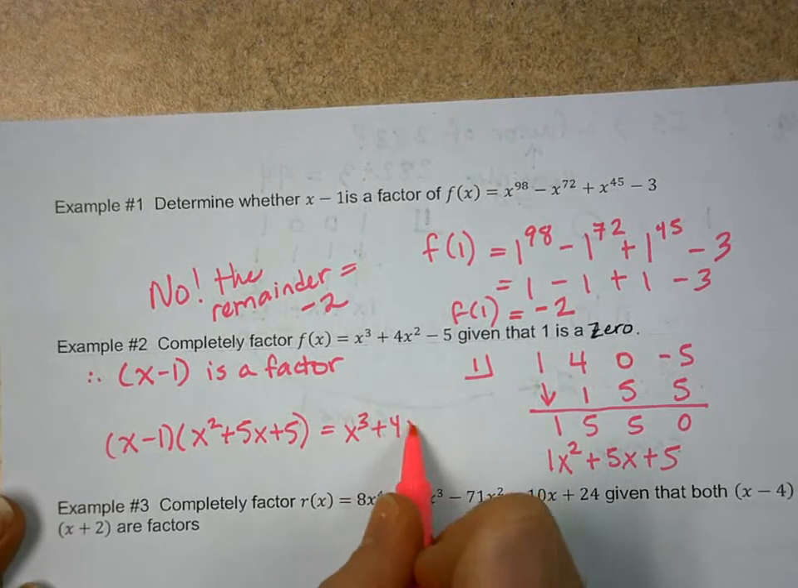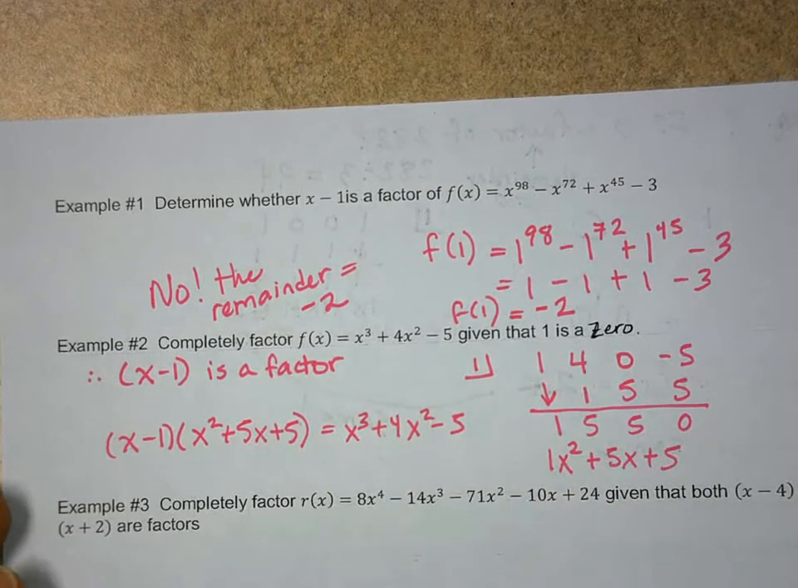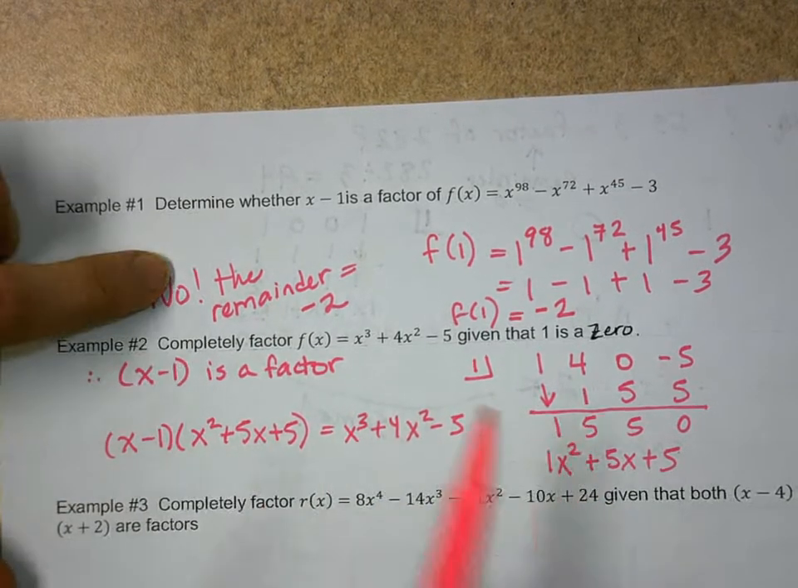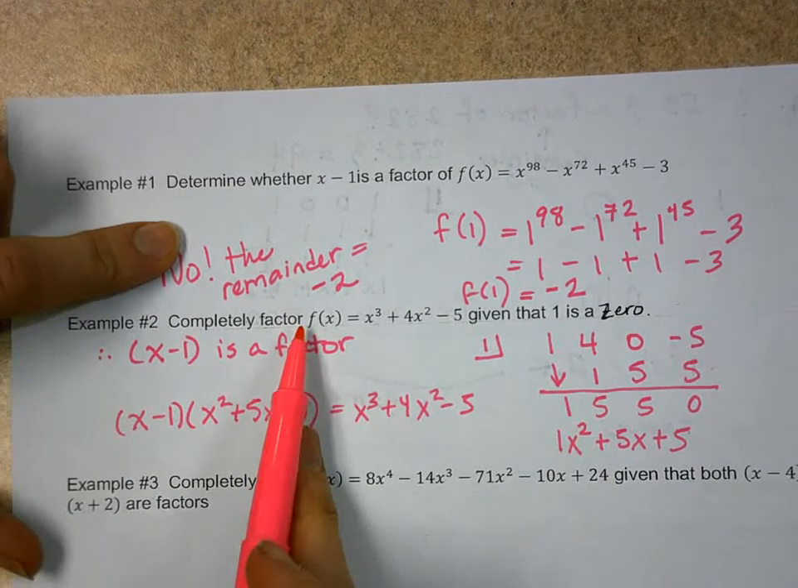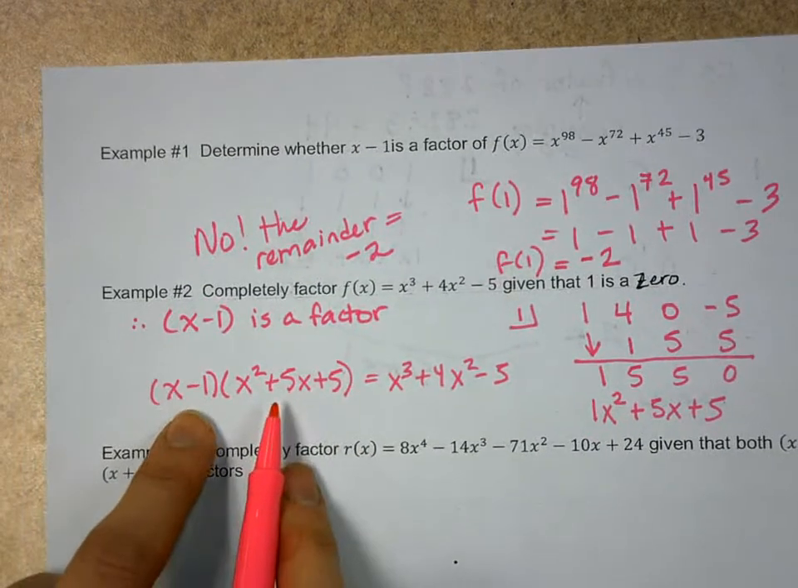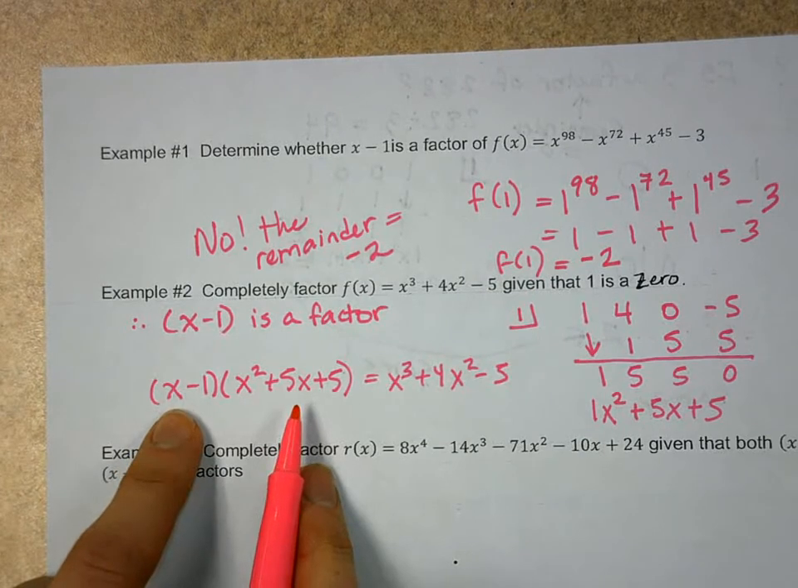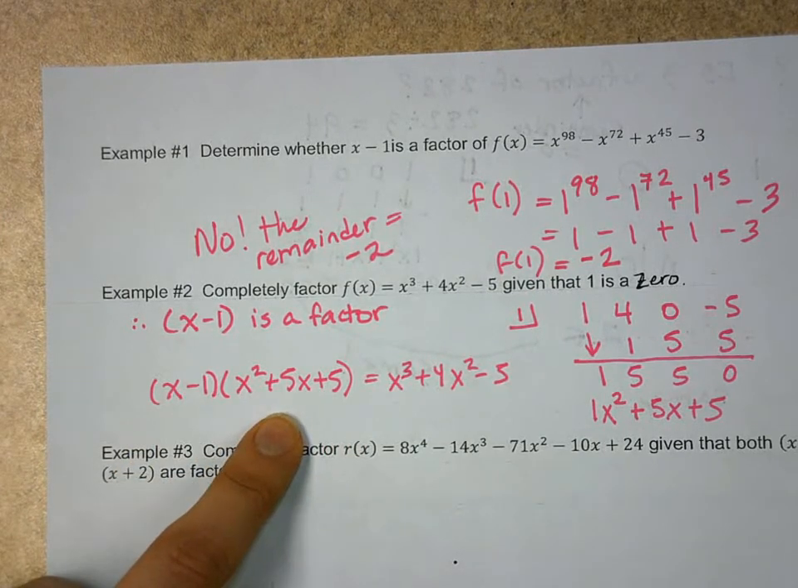The only thing that I really also need to check is it told me to completely factor. So I want to make sure that this here is completely factored. How would I check to see if this can be factored any further?